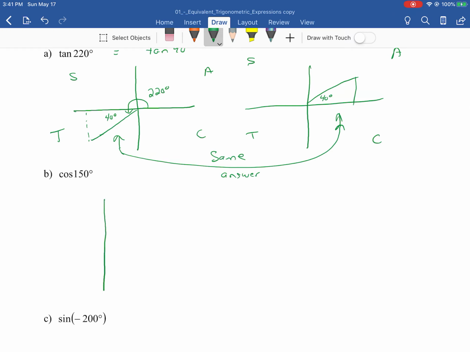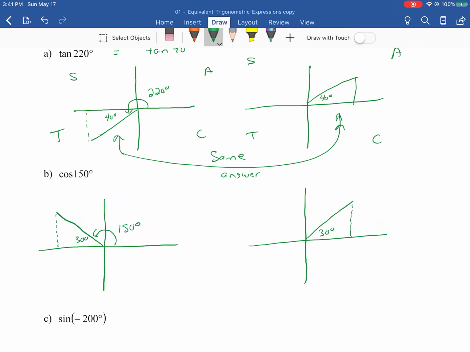Let's try another one. Cosine of 150. Through all the steps again. So if I draw 150 degrees, it'll be right about there. There's 150 degrees, and it results in a triangle that has a 30-degree angle in it. So the related acute angle is 30 degrees. And you can see, I could probably do this all in one diagram. I could answer this question in one diagram. But I'm going to draw the second diagram so you can really see what's happening.